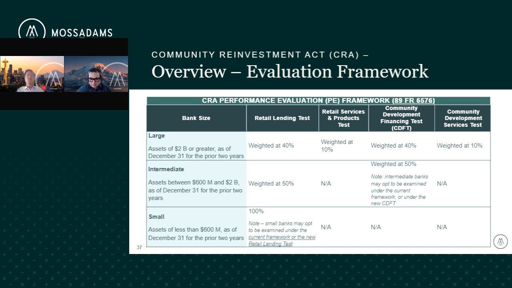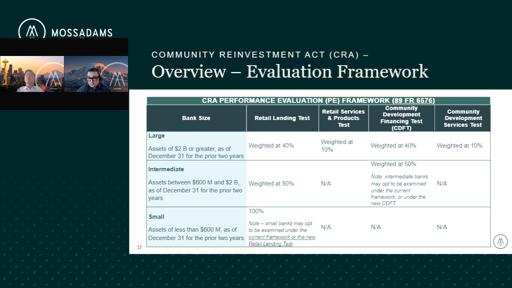The rest of the table kind of breaks down what the new test would look like based on your institution's asset size for the prior 2 years, again, under the current version of the final rule. So a large bank would be subject to the retail lending test, retail services and products test, community development financing test, which includes investments, donations, etc., and then also the community development services test.